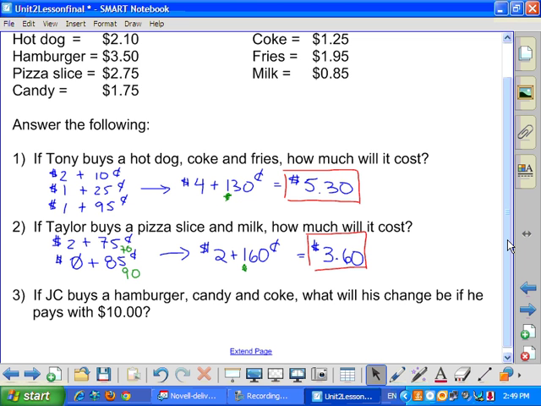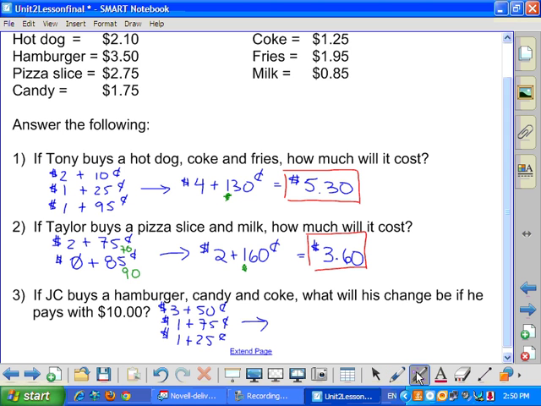JC, he's going to buy a hamburger, candy, and Coke. What will his change be if he pays $10? So the hamburger is $3.50. So $3 plus 50 cents. The candy is $1.75. And the Coke was $1.25.